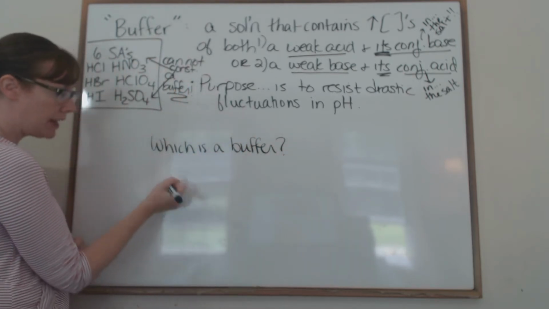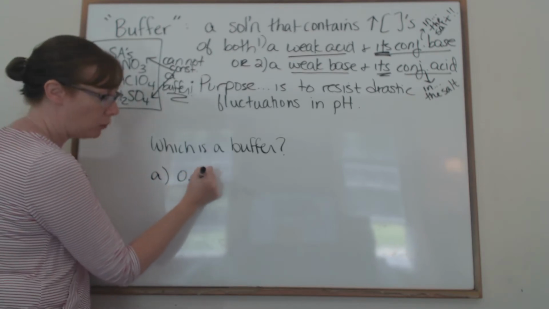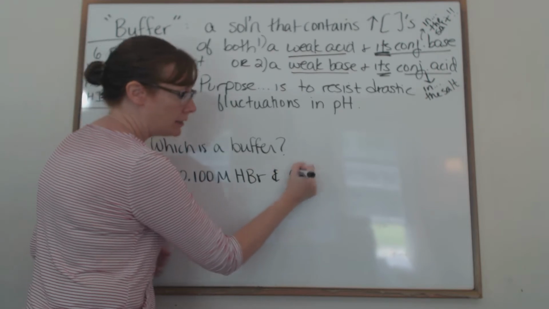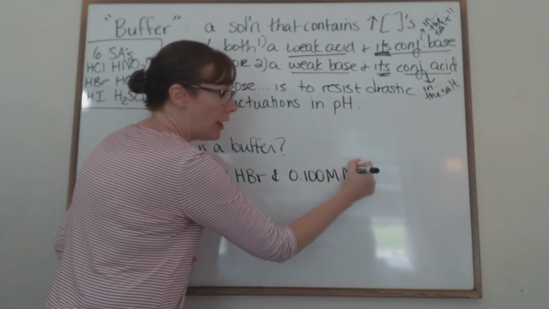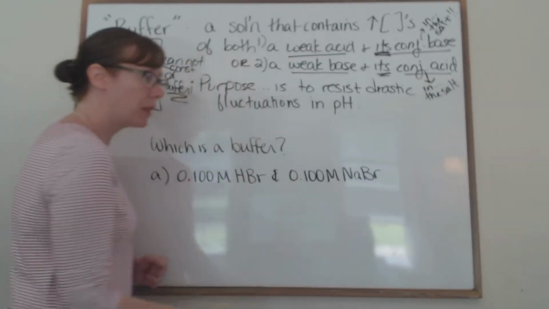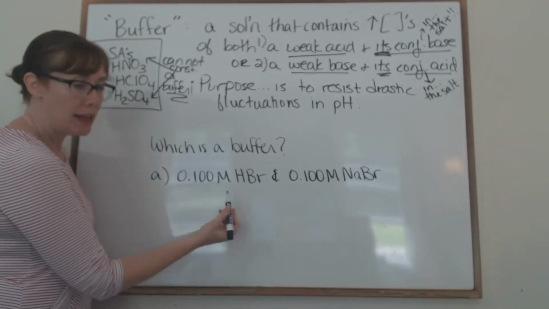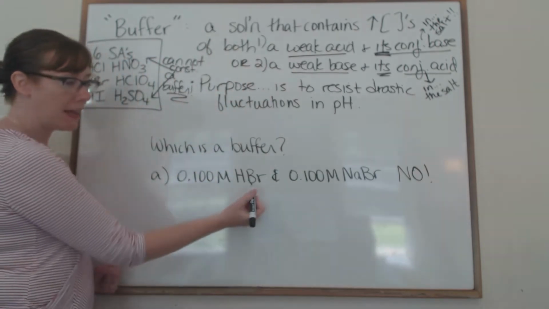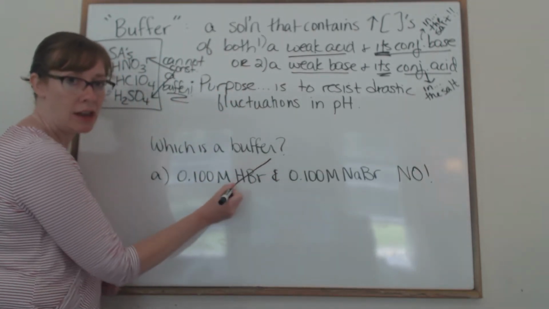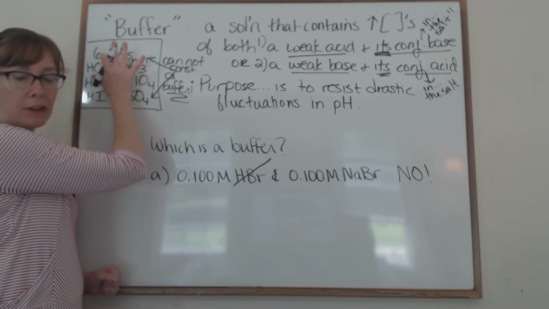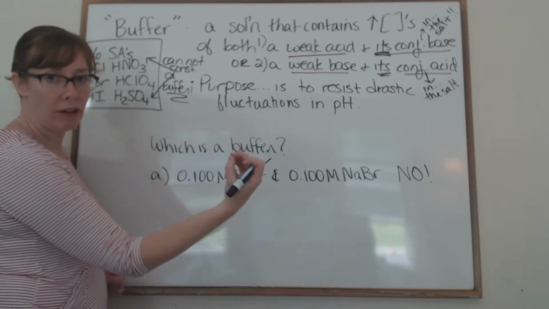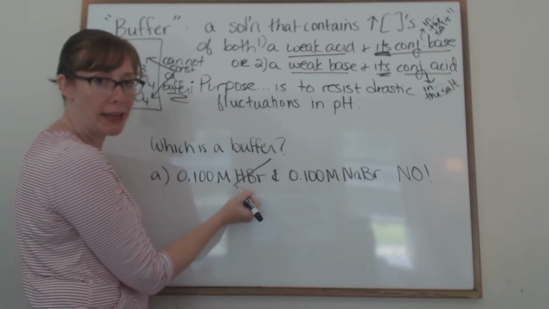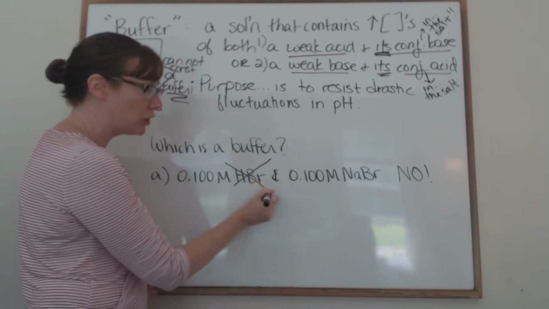If you have a question that says, all right, say it says 0.100 molar HBr and 0.100 molar NaBr, you would have to recognize that this is not a buffer because this is a strong acid. Strong acids cannot make up buffers. They have to be weak acids and their conjugate base. This is the conjugate base of hydrobromic acid, but this is a strong acid which disqualifies it as a buffer.